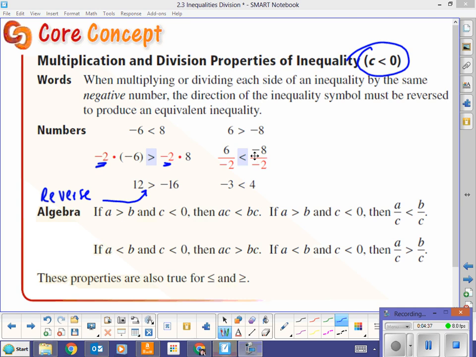Same thing if I'm dividing by a negative number. In this case, I'm dividing both numbers by a negative 2. I have to reverse this inequality symbol in order to maintain a true statement.